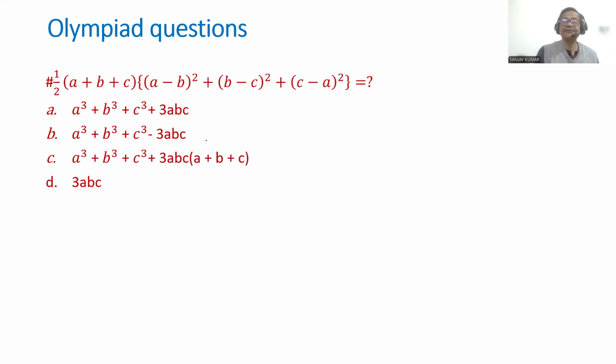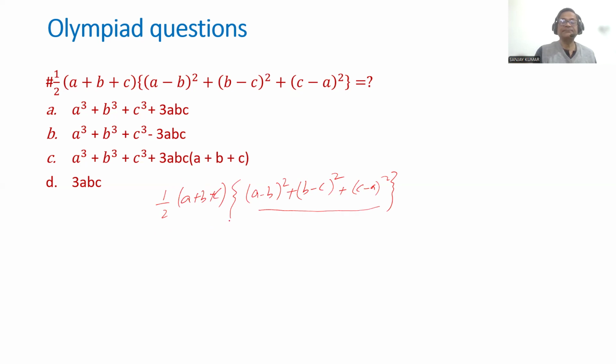Where should I write? Should I write here? Half into a plus b plus c into a minus b whole square plus b minus c whole square plus c minus a whole square, then bracket closed. So first let us simplify this one.